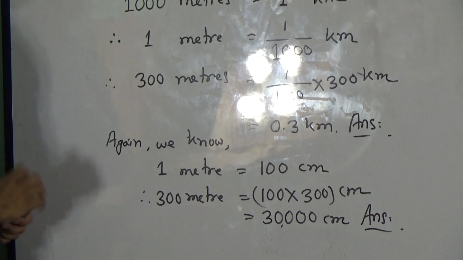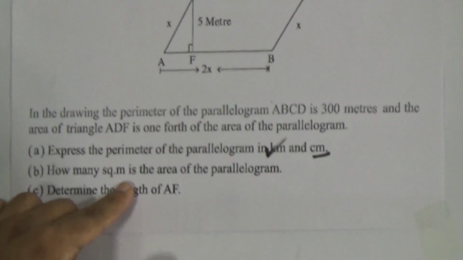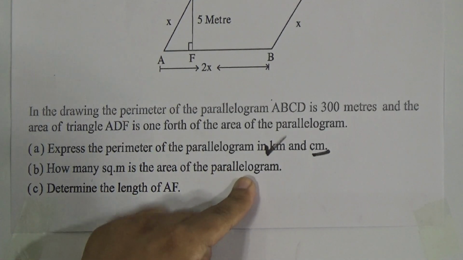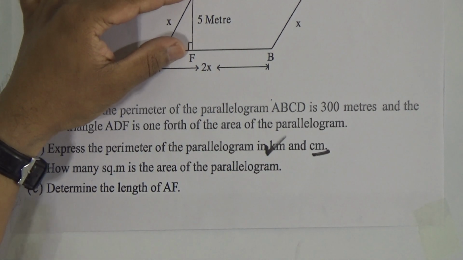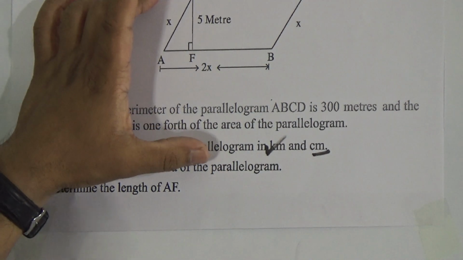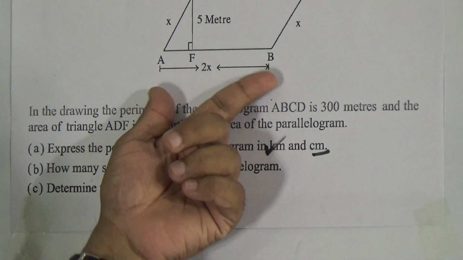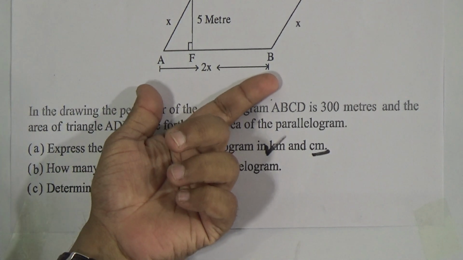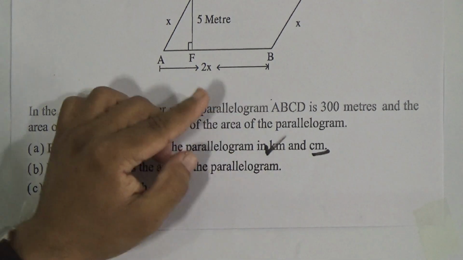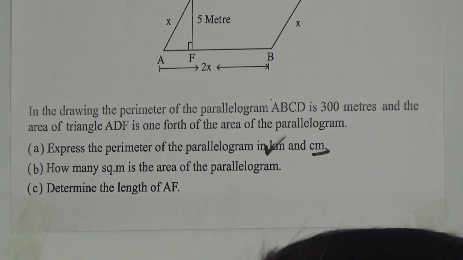Now I am going to solve activity B. Activity B is, look at the question, how many square meter is the area of the parallelogram. My dear students, in the figure the height is given and we need to find out the base, because we know that the area of a parallelogram is equal to base multiply height. Base is twice x. That means we need to find out the value of x here. Otherwise we can't find out the value of base. Already the height is given. Now our task is only to find out the base, that means only to find out the value of x.